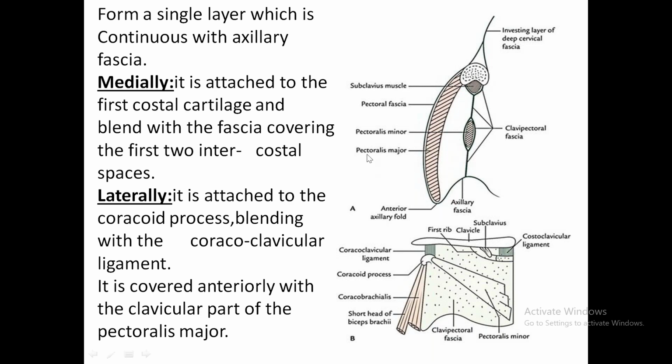Medially, it is attached to the first costal cartilage. This is the first rib attached with the first costal cartilage, and it blends with the fascia covering the first two intercostal spaces. Laterally, it is attached to the coracoid process of the scapula, blending with the coracoclavicular ligament. This is the coracoclavicular ligament. It is covered anteriorly by the clavicular part of the pectoralis major.